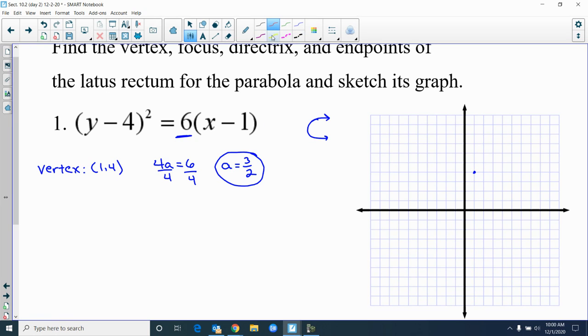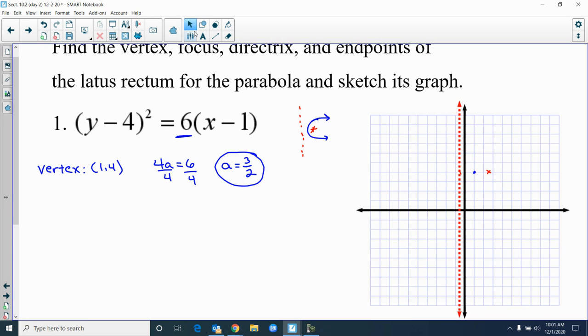Since it opens to the right, your focus has to be inside and your directrix has to be behind it. So that means we move the a distance inside to get the focus. So I go 1.5, and there's the focus. And then I go 1.5 behind it, and that's going to be the directrix. Now I'm going to draw it in with that tool. And so that's what it looks like.